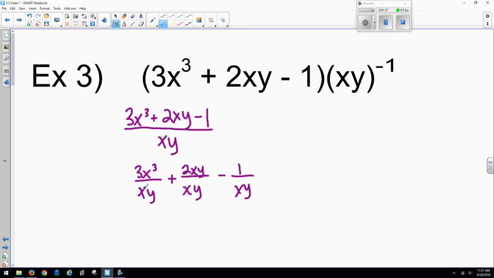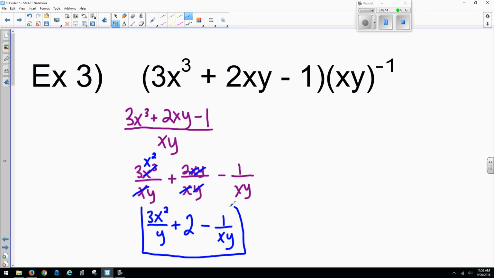So I'm going to go through, because this is still a monomial in the denominator, I can go ahead and divide out like terms. So I'm going to divide out an x with an x in the numerator, and that gives me x squared. So this term, I'm going to have 3x squared over y. Plus, I'm going to divide out an x here and here, divide out a y here and here. So I just have 2 left over with that one. And there's nothing that I can divide out in this last term, so I'm just going to write it like that. And that's the answer. So that's it for dividing by a monomial.